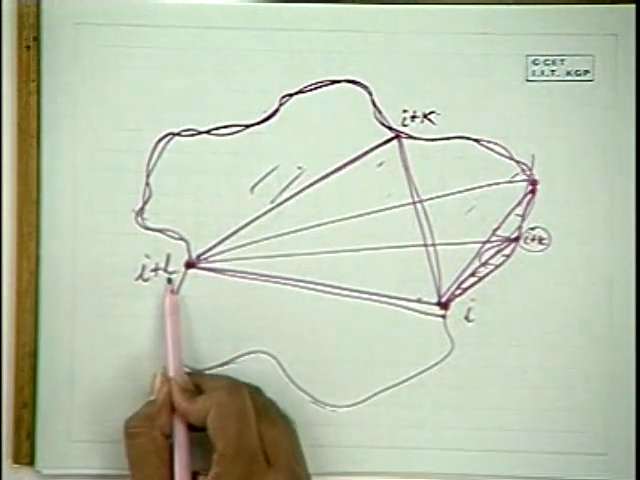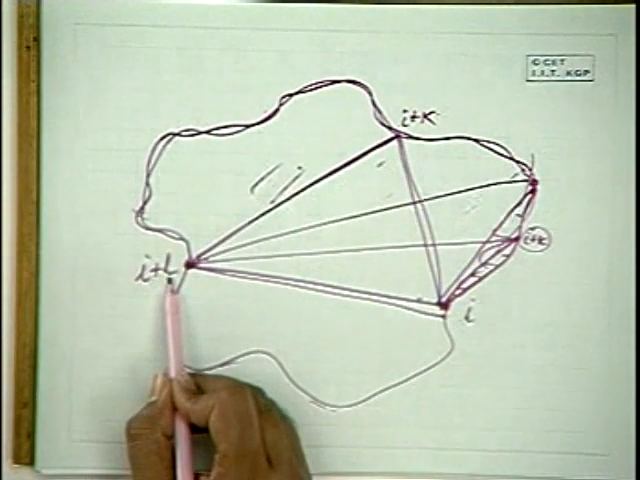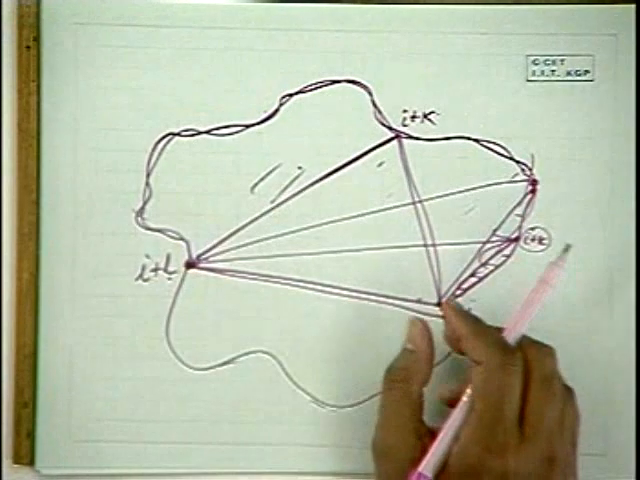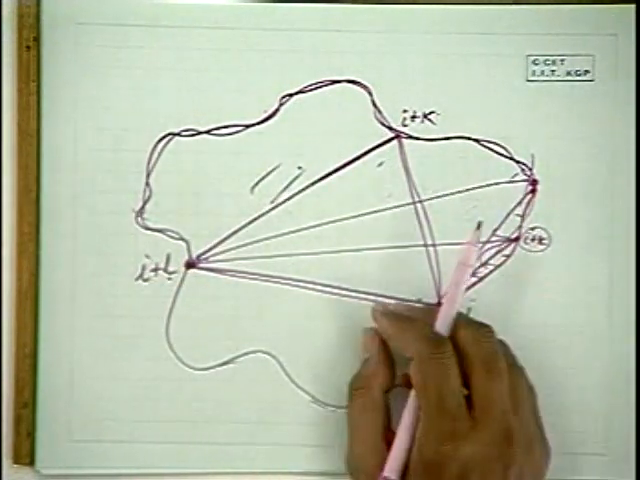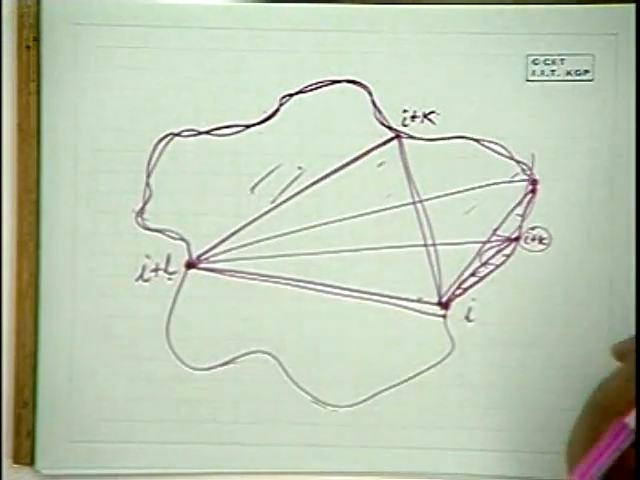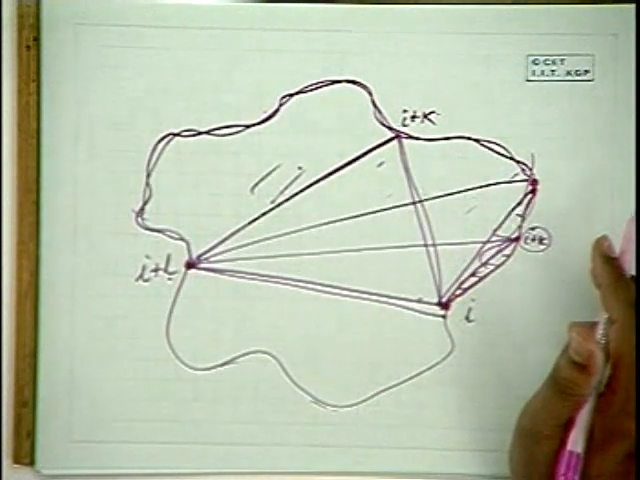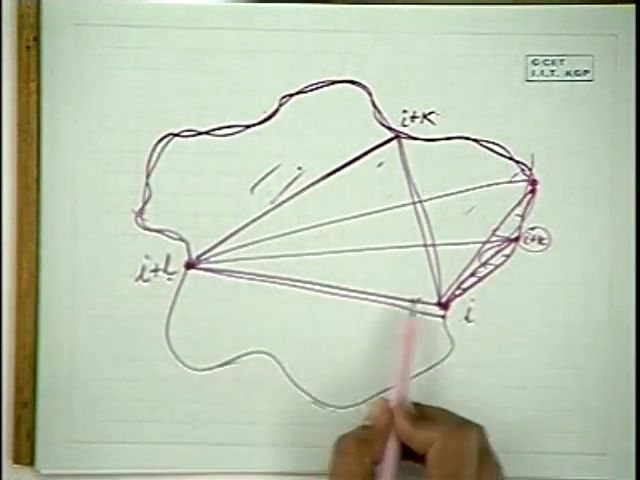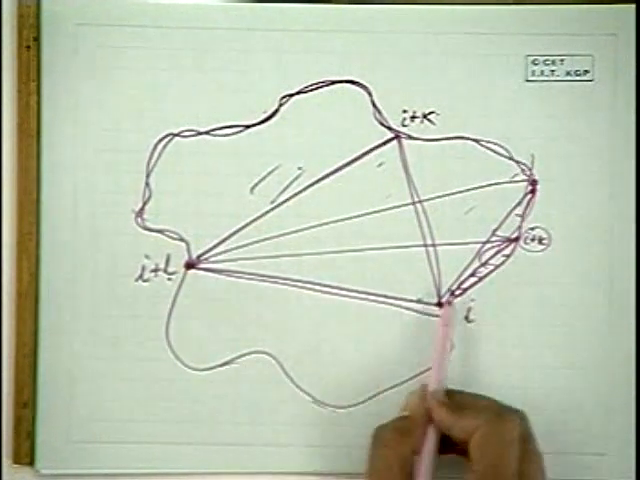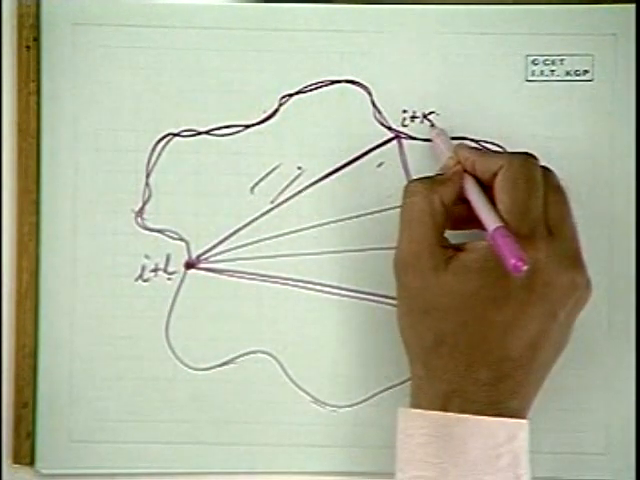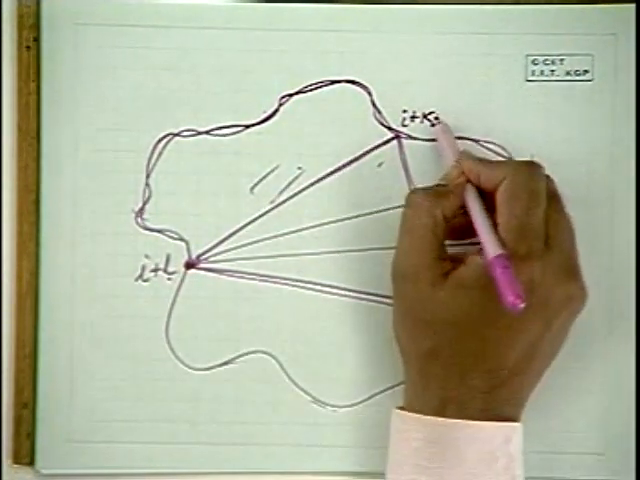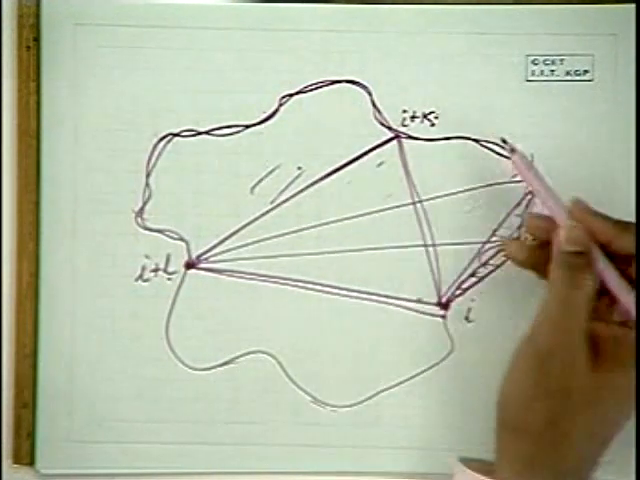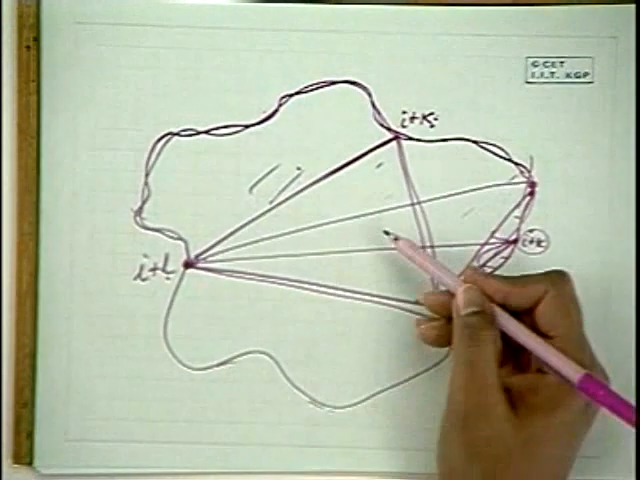Then this L will be varying. First it will be I plus 2 maybe, I plus 3 maybe, I plus 4. L will be increasing, and that is the second variable. And the third variable is your K. Between I and I plus L, you will be varying the variable K. And that gives you the 3 variables, and how you are varying them.